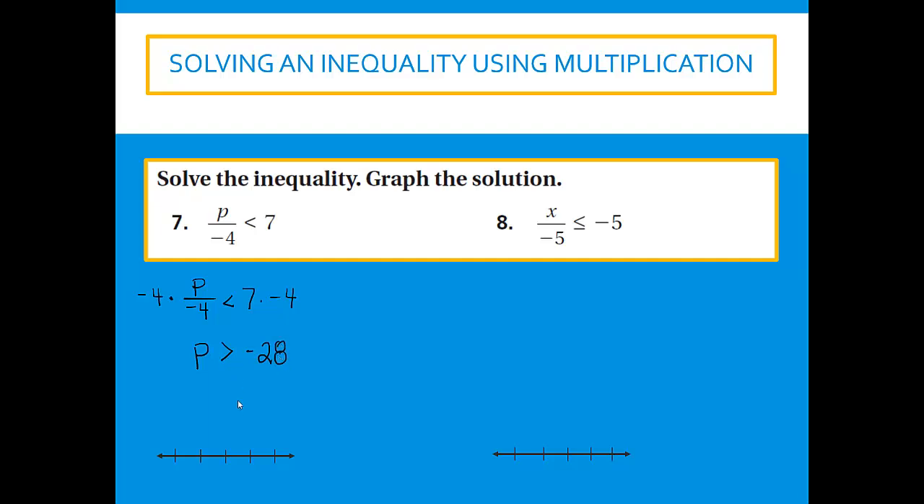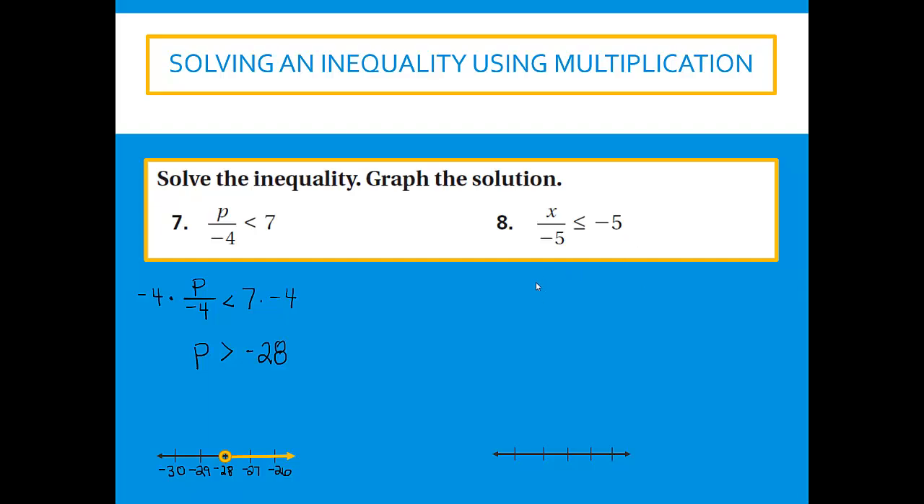Now we can graph our solution. So on our number line we have negative 28, and then to the right we have negative 27 and negative 26, and to the left we have negative 29 and negative 30. Our symbol is greater than, so we have an open circle at negative 28. And the numbers that are greater than negative 28 would be the numbers to the right. So we'll shade to the right.